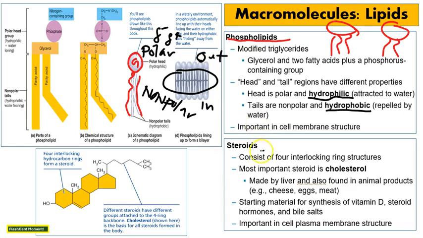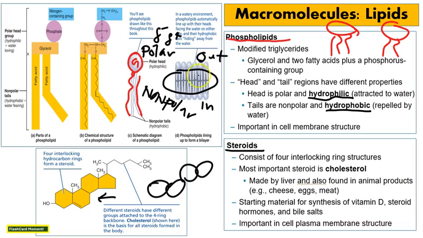Now let's go ahead and talk about our last group, which is going to be steroids. And this is going to consist of 4 interlocking ring structures. I don't expect you to draw this. You know me, I'm just going to put a couple circles. And I know that's going to be, quote unquote, the monomer precursor for steroids. And the most important steroid is going to be cholesterol.